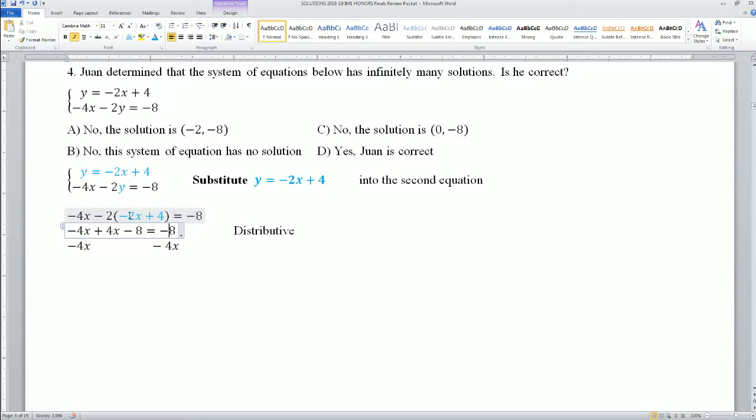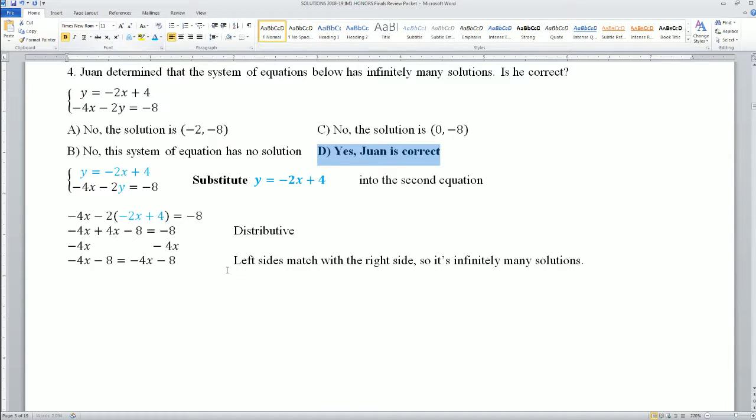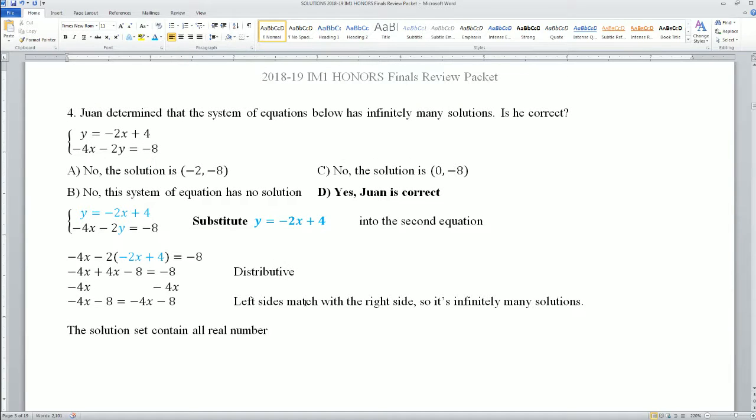Then I distribute because I'm trying to get rid of the parentheses like always. Then I add 4x to both sides. I saw that the left side matches the right side, so we will say that there are infinitely many solutions. So Juan is correct. There are infinitely many solutions. Or maybe the correct way is to say the solution set contains all real numbers. Right? That would be a more accurate way. Wait. No. It would be infinitely many solutions. The set of all real numbers only works for inequalities.